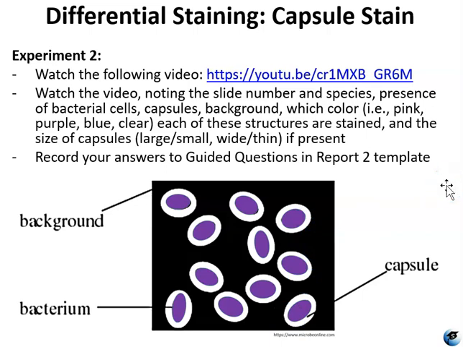And remember that sometimes the capsule may be so thin that it's barely visible. Even with the highest power objective and the fanciest light microscopes, they still can be very difficult to see. But in general, you're looking for something like this.